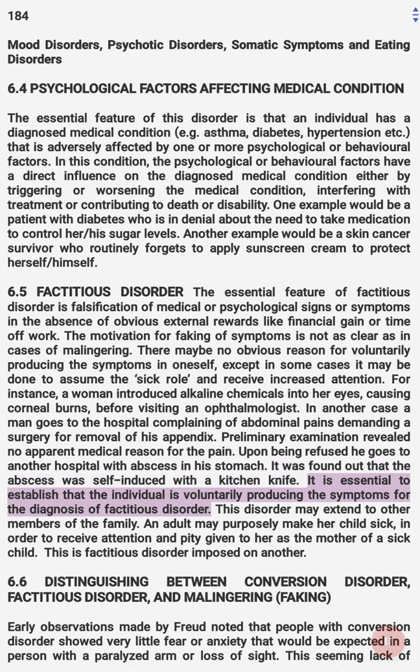It is essential to establish that the individual is voluntarily producing the symptoms for the diagnosis of factitious disorder. This disorder may extend to other members of the family. An adult may purposely make her child sick, in order to receive attention and pity given to her as the mother of a sick child. This is factitious disorder imposed on another.